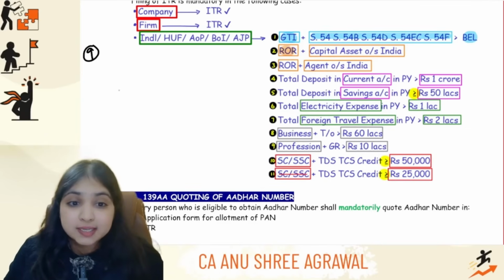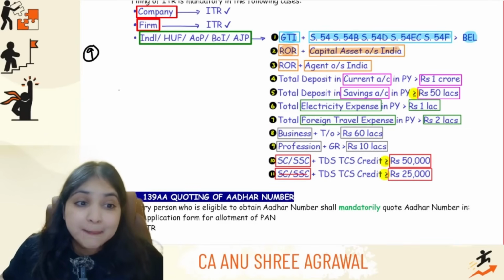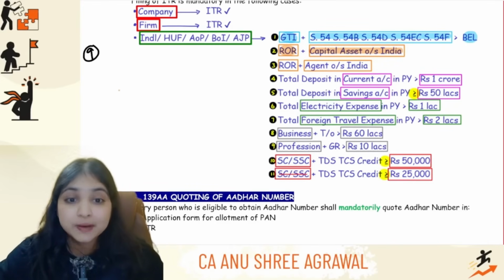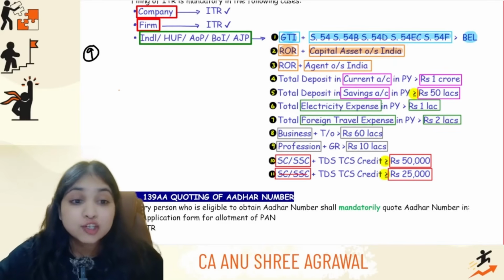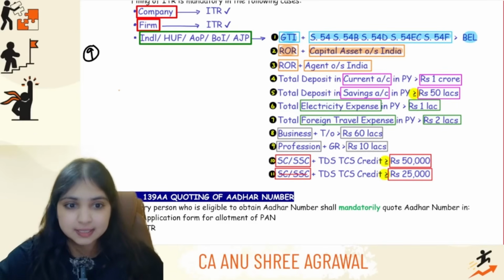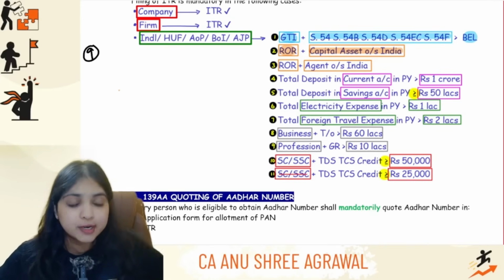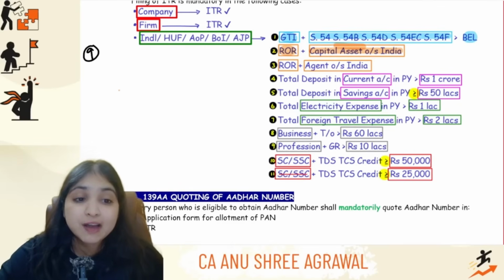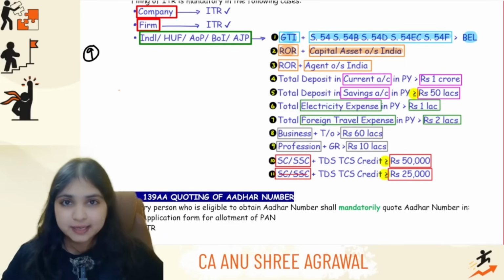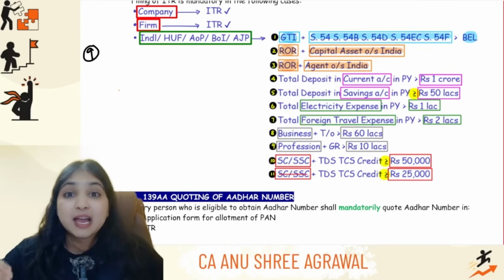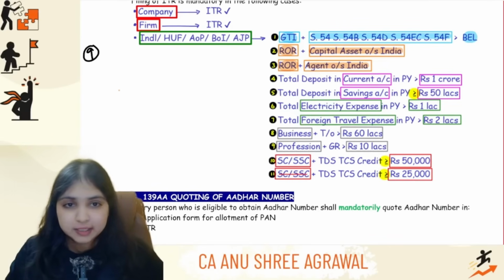Point number 2, if the assessee is an ROR and is having a capital asset outside India, be careful, capital asset. For example, if the assessee is an ROR but has a car outside India, it will not fit under this point. It should not be a personal effect, guys. It should be a capital asset. So if I'm an ROR and I have a capital asset outside India, like a house outside India or shares of a foreign company, I'll have to mandatorily file ITR. Then if I'm an ROR and I have an agent outside India, basically a signing authority outside India, I have to mandatorily file ITR.